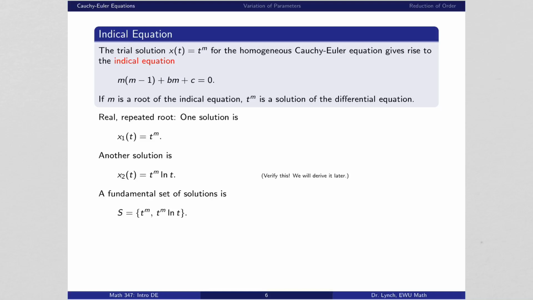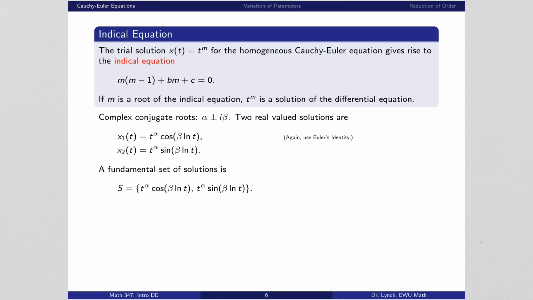The case of a complex conjugate root, similarly, you end up with two real valued solutions which are linearly independent by just examining one root, and those solutions are t to the alpha times the cosine of beta log t and t to the alpha times the sine of beta log t. Once again, you use Euler's identity to derive these two solutions. I won't go through that in gory detail, but it's pretty straightforward just by using exponentials and logarithms correctly. In any case, those functions are linearly independent, so a fundamental set of solutions is given again by t to the alpha times cosine of beta log t and t to the alpha times sine of beta log t.